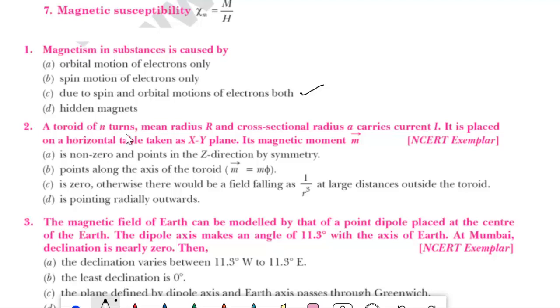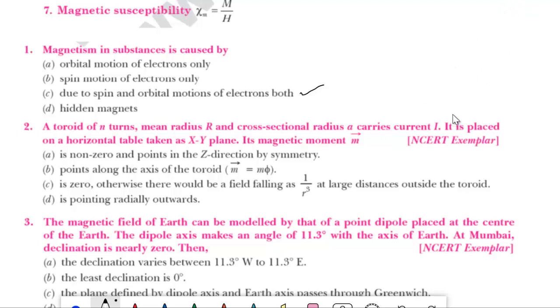Second one, a toroid of n turns, mean radius capital R, cross-sectional area A, carries a current I. It is placed on a horizontal table, taken as the XY plane. Its magnetic moment is, see here, a toroid has n number of turns, its radius is given as capital R, the cross-sectional radius is A, and it carries a current I and is placed in the XY plane. We need to find the magnetic moment.